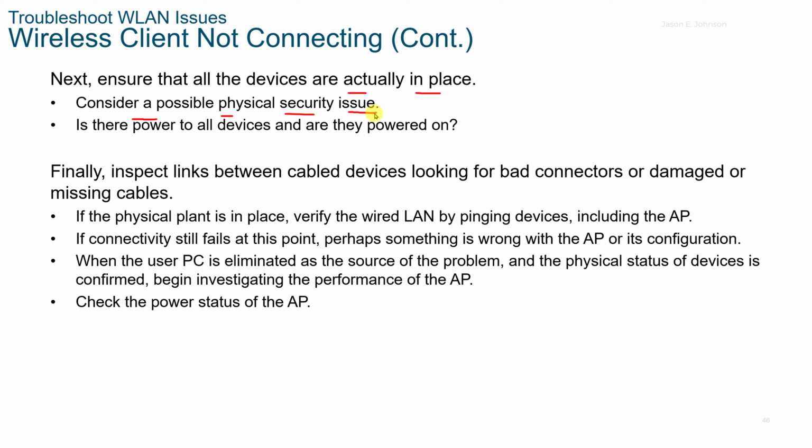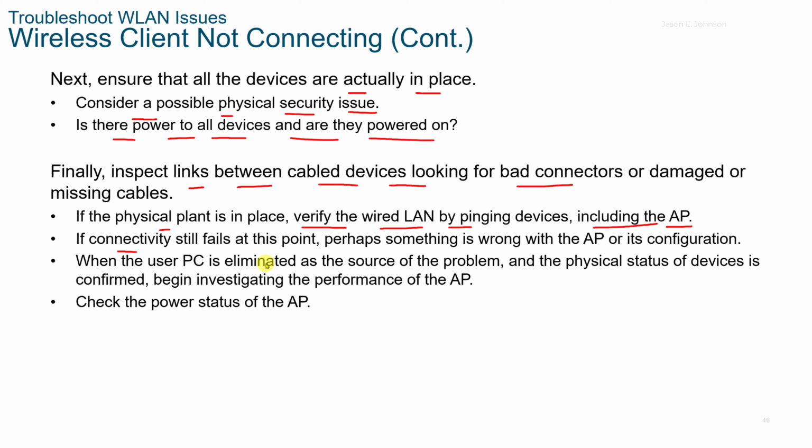Next, you want to ensure that all the devices are actually in place the way they're supposed to be. Check physical security issues. Has something changed? Did somebody unplug something at the router area? Do you have power to all your devices? Are they all powered on? Inspect the links between the cabled devices to make sure there aren't any bad connectors. You might have had a mouse come into your area and chew through a wire. You just never know. So you want to check that the physical devices are in place. Verify the wiring. You can ping devices to do that, including the access point.